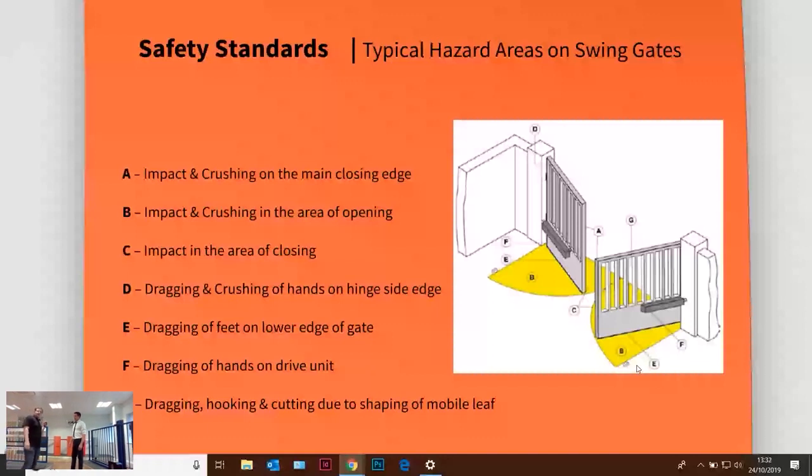You've got the impact in the area of closing. So the gate always closes to thin air. Obviously you have the leading edge, but the rest of the gate is what we're looking at. This area here. Exactly, yeah. As the gate's closing, you have an impact generally at least. We then have the dragging and crushing of hands on the hinge side edge. This is where we're looking at over here. And this is vital, right? This is the vital one for somebody to look at.